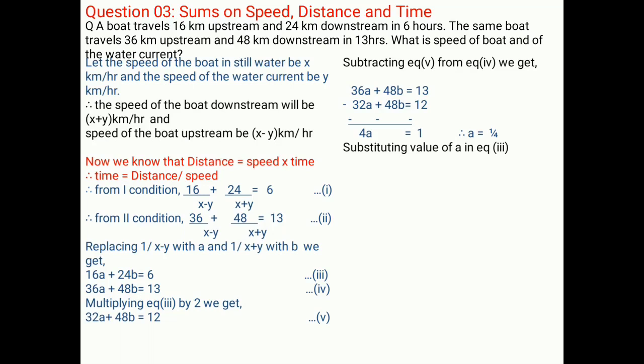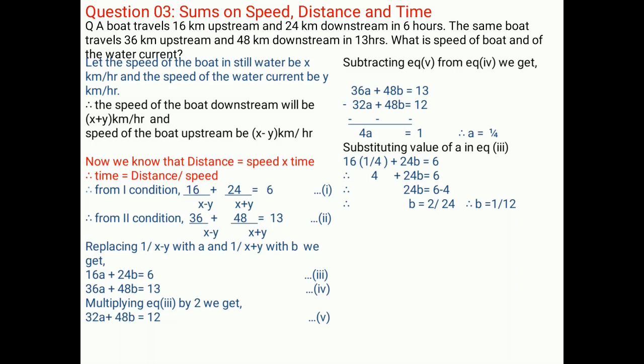Substituting this value of a in equation 3, I get 16 into 1 upon 4 plus 24b is equal to 6. This gives me 4 plus 24b is equal to 6. Therefore 24b is equal to 6 minus 4. Therefore the value of b is equal to 2 upon 24 or 1 upon 12.